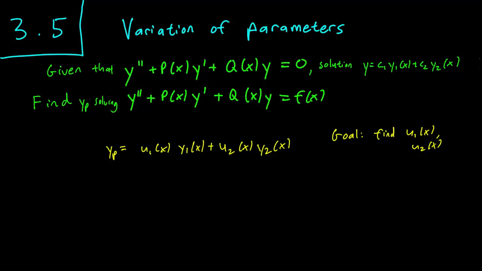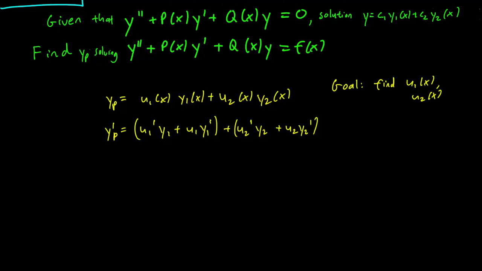So let's first take the derivative of this function, yp'. We use the product rule to get that this is equal to u1' y1 plus u1 y1' for the first part, and u2' y2 plus u2 y2'. Then we collect the terms again in this form. I'm just rearranging terms here.